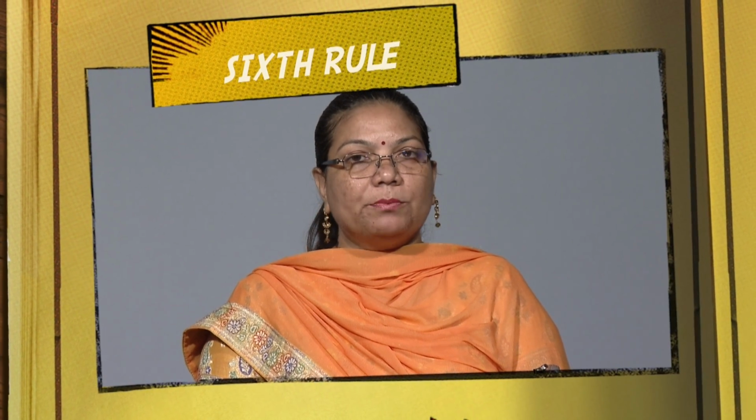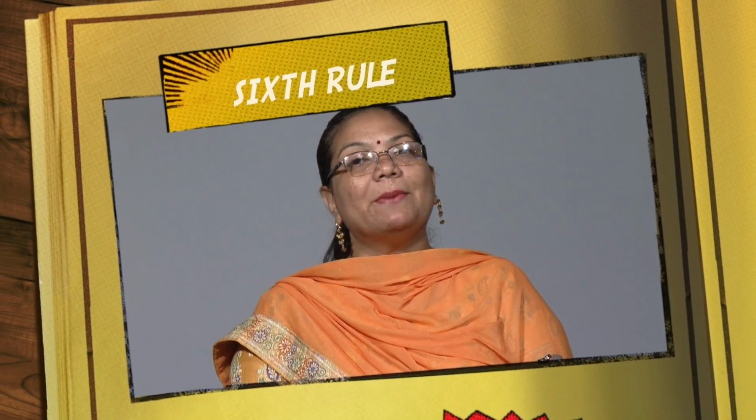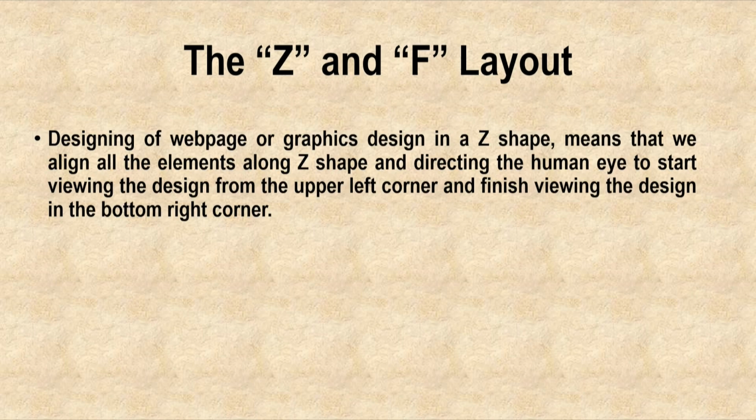And the last image composition rule specified here is based upon Z and F layout. Designing of a website or any particular graphics can be done by making use of different layouts, and one of the popular ones is the Z shape layout. It means that we are aligning all the elements along the Z shape, and we are directing the human eye to start viewing the design from the upper left corner and finish with the object that is available in the bottom right corner. So in this manner the elements are placed according to the Z shape layout.